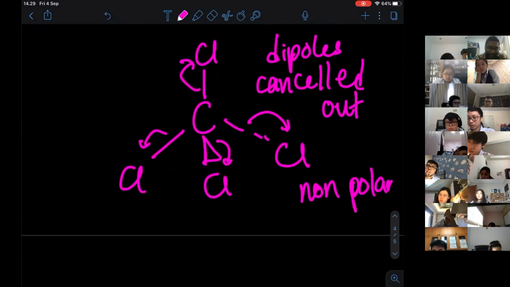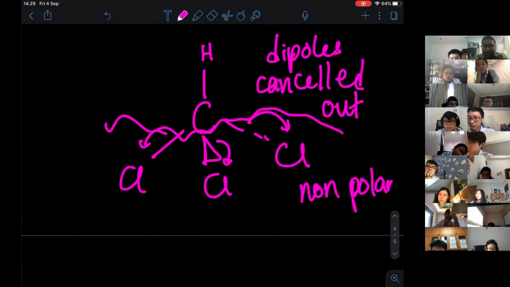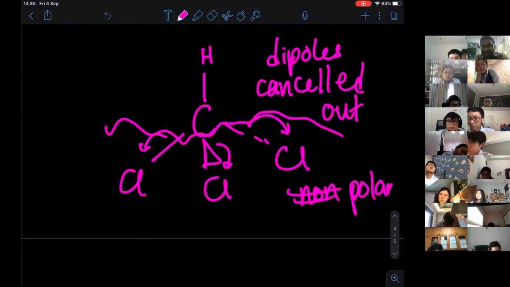But if I change this into H, everything will change. It means there is more electron density towards here, so it will become polar. Please take note of this. I will discuss this in detail soon.